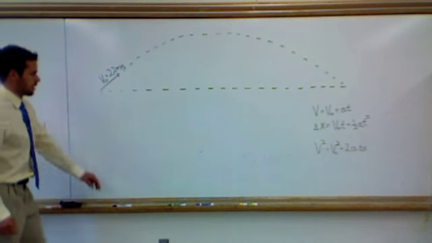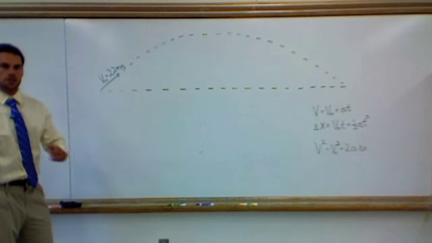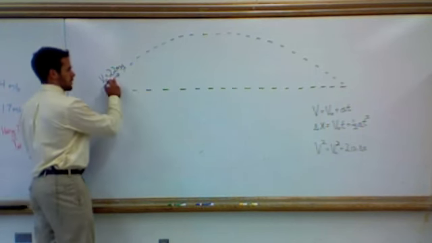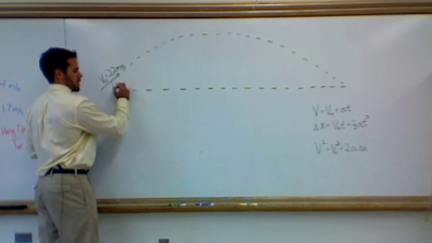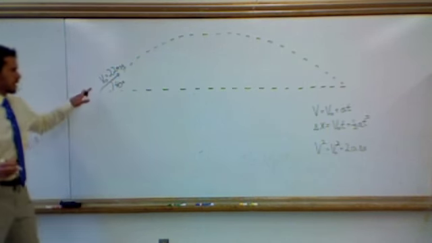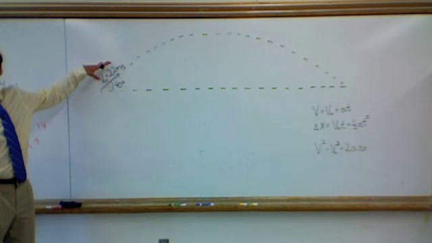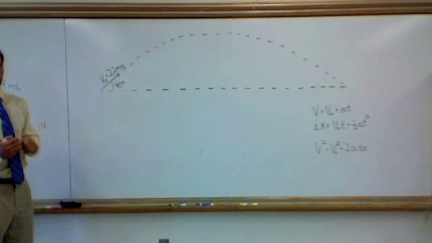Here we have some football launched into the air at an angle. The angle happens to be 40 degrees. It is launched at a speed or a velocity of 22 meters per second at 40 degrees.